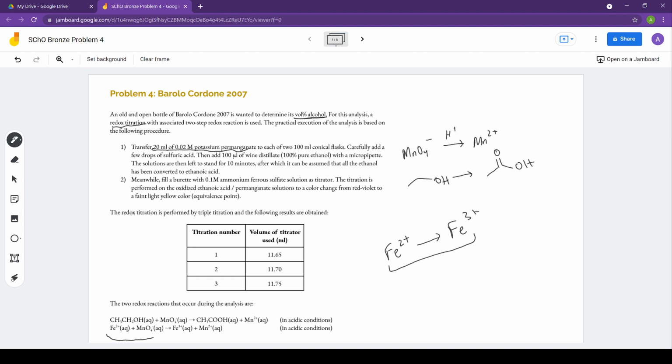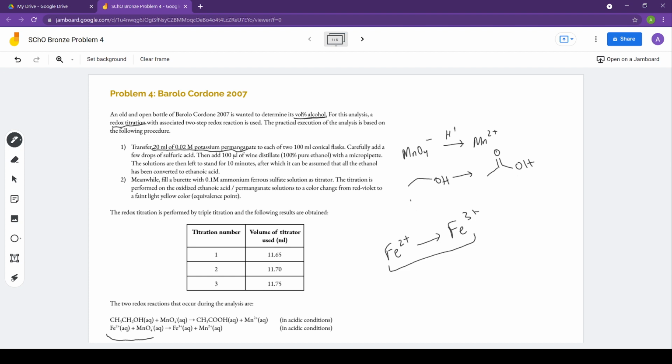So if we can see how much permanganate is left over and we know how much excess we started with, then we can figure out how much was actually used to oxidize the ethanol. If we can figure out how much was used to oxidize the ethanol, we can figure out how much ethanol there was in the first place. So that's the whole idea of this problem. So let's now go over how we can calculate this, right? Okay, so that was the whole idea of the description of the procedure.